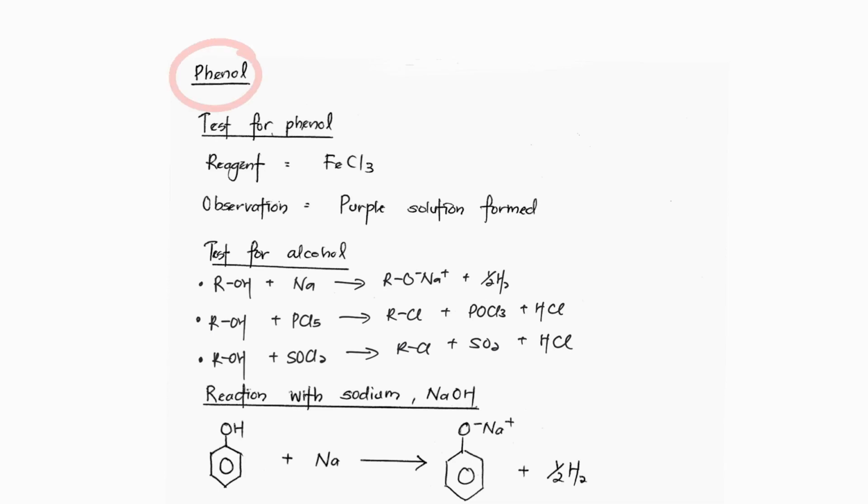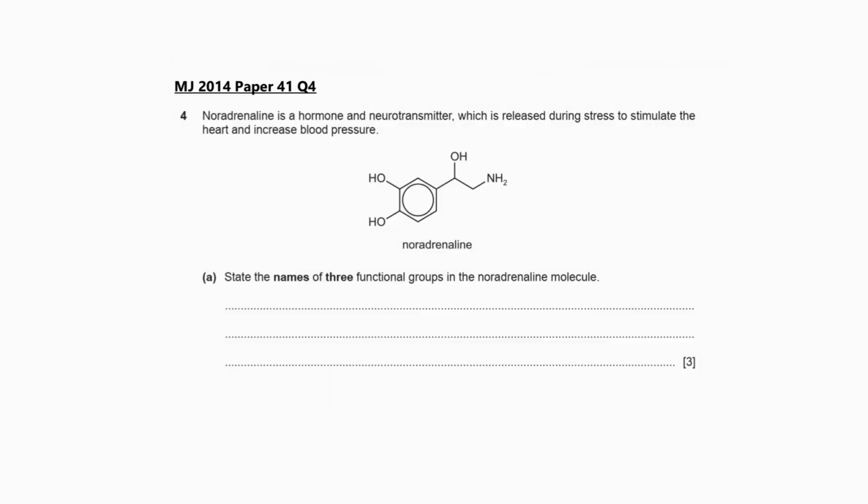Hi, today we will learn about phenol. Phenol is OH attached directly to a benzene ring. So if a question is asking for a functional group, for the OH that is attached directly to a benzene ring, it would be a phenol. For OH that is attached to a straight chain carbon, it is an alcohol. Both of them are under the hydroxyl group, but we cannot write hydroxyl group as the functional group. We have to specifically say whether it is a phenol or an alcohol.